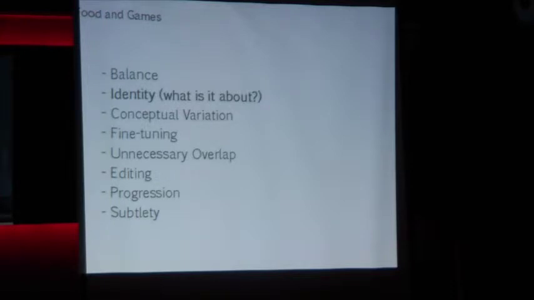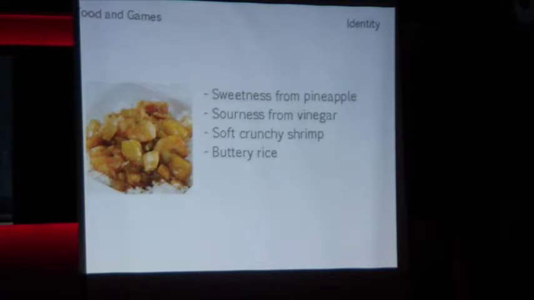So identity, or what is it about? Say you have a dish of sweet and sour shrimp, and I find it really well balanced. It has sweetness and sourness, which work really well together. Then it has a soft, crunchy shrimp, and shrimp has its own flavor. And then you have the buttery rice with it. So altogether, I find it very well balanced, and it's pretty interesting to eat too. It's not something I have every day.